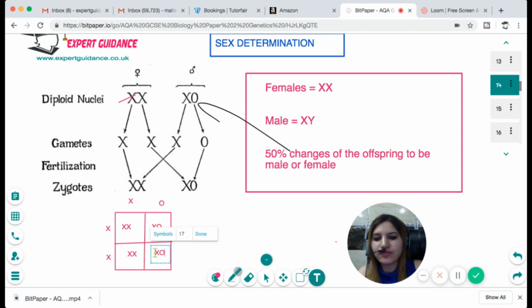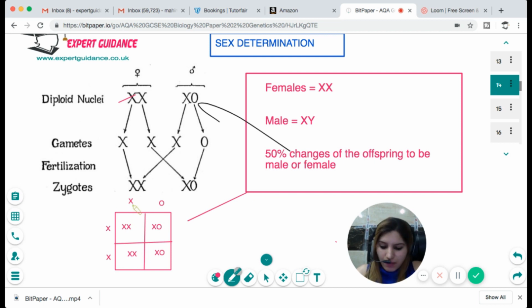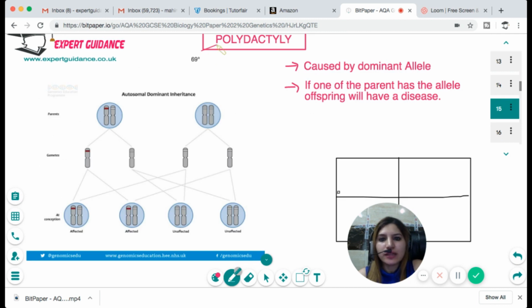It means there are 50% chances of getting a male and 50% of getting a female. And to determine the sex, it's the male that is responsible, because the female always gives the X chromosome. Now, it depends on the male. If the male gives X or Y, that will determine whether it's a male or a female. Okay. Now, let us look at what is polydactyly.